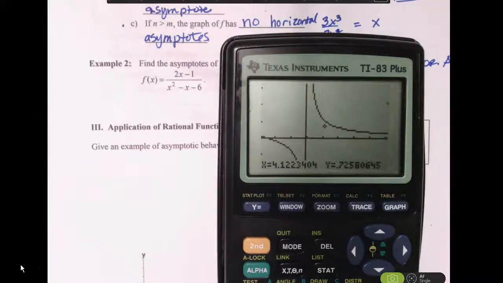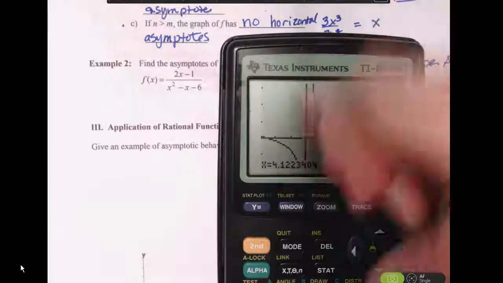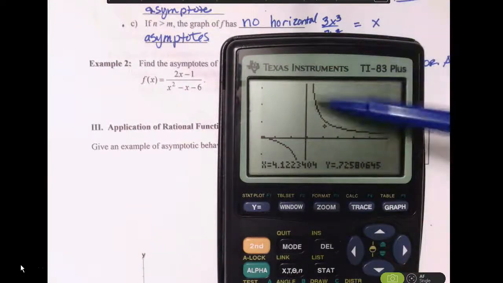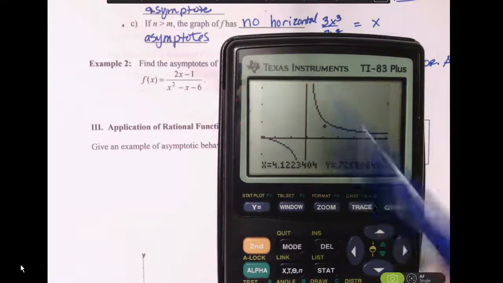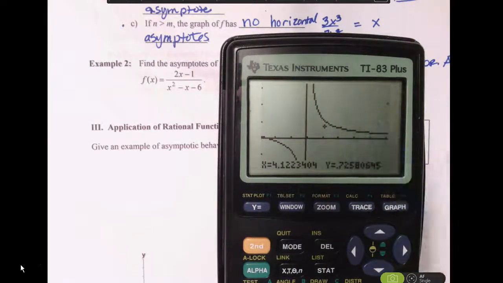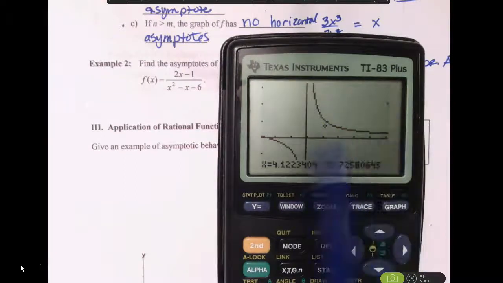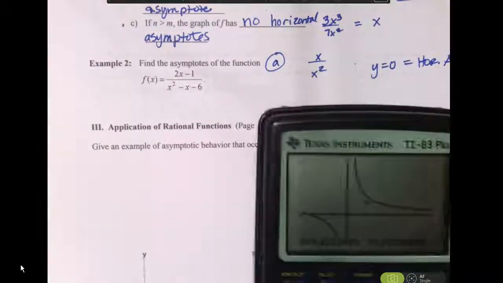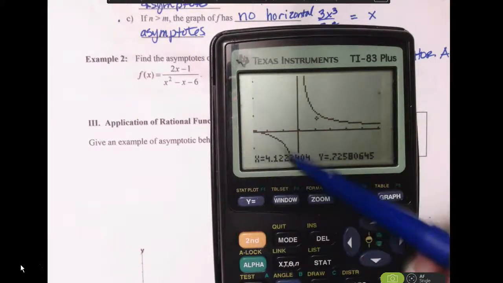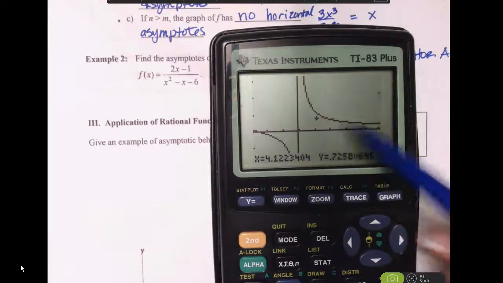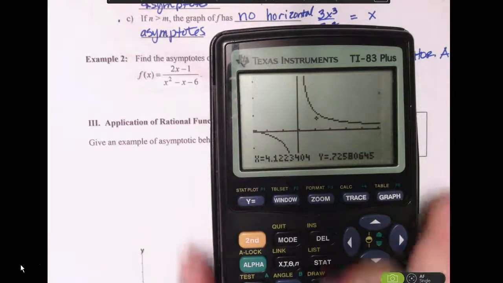Okay, so we also have some vertical asymptotes. So this right here is a vertical asymptote, and your calculator doesn't know how to deal with that. It actually connects the dots, which is not correct. But what we're looking for right now is that this y equals 0 is the horizontal asymptote. So you can see that your graph never actually touches that y-axis.